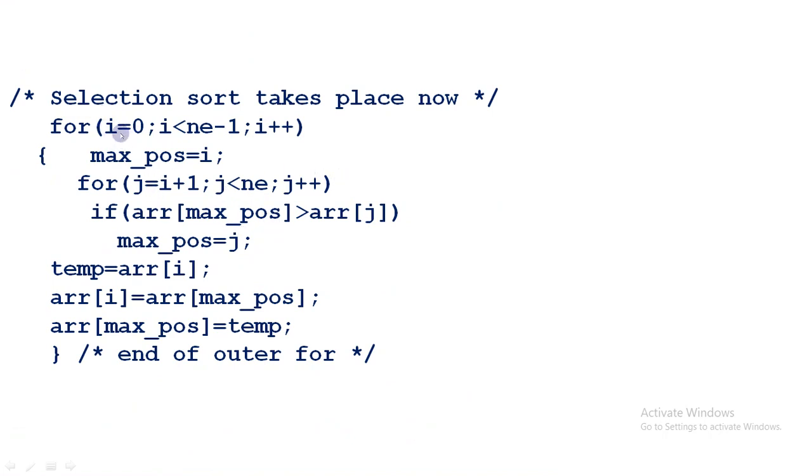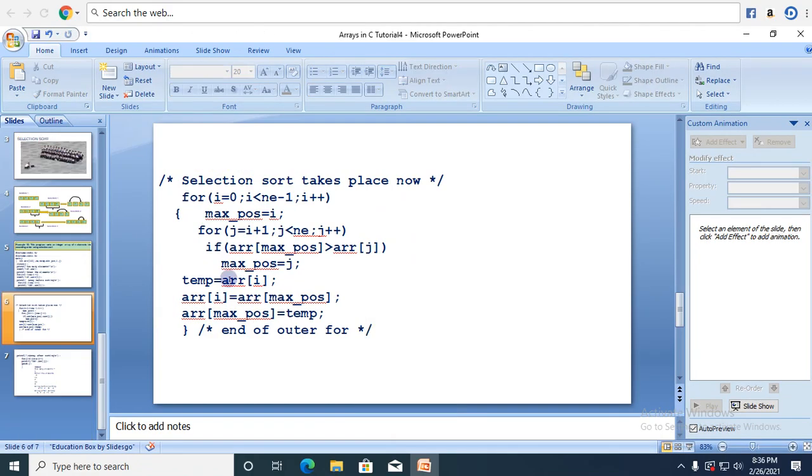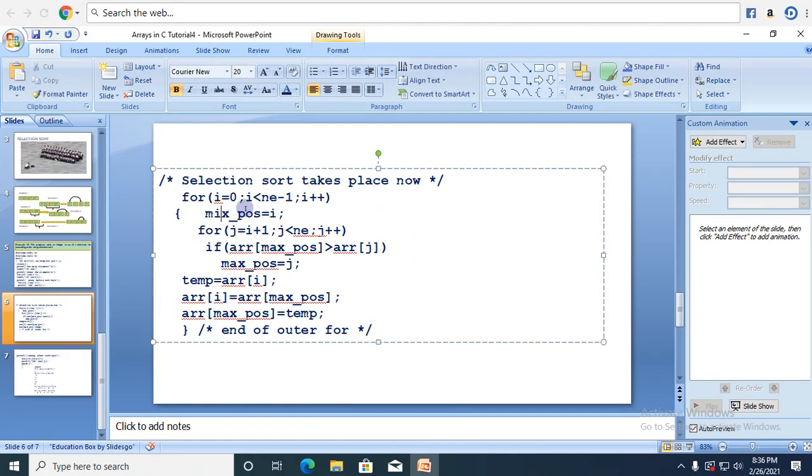Now for I equal to 0, I less than n minus 1, I plus plus. This is for exactly n minus 1 selections. And here we assume minimum position is I. In the first iteration I is 0, therefore we assume that in the zeroth position there is an element which is minimum among all. It may be right also. Anyway, it is the botheration of the inner for loop to search for the real minimum valued element.